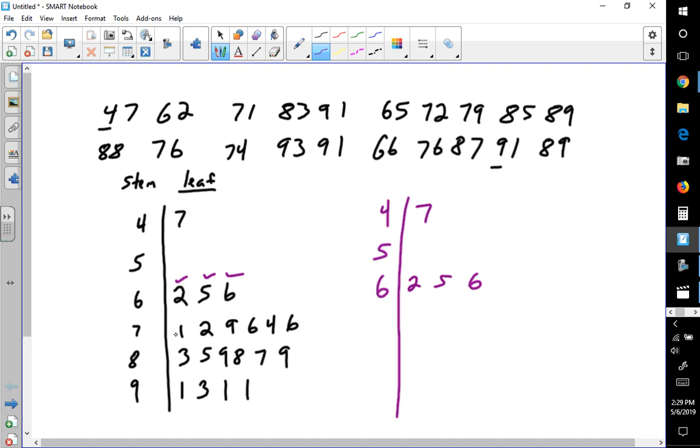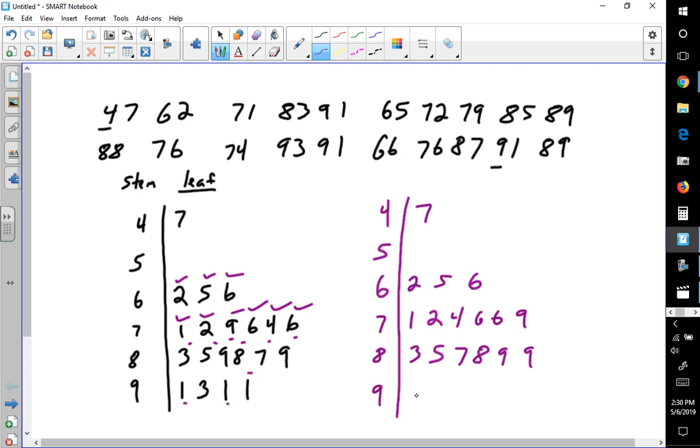But if we look at the next row for the sevens, we have a 1, we have a 2, we have a 4, we have two sixes, and then we have a 9. Notice how quickly that was to put those in order. The next row we have a 3, a 5, a 7, an 8, and then we have two 9s. The last row we have three 1s, and then we have a 3.